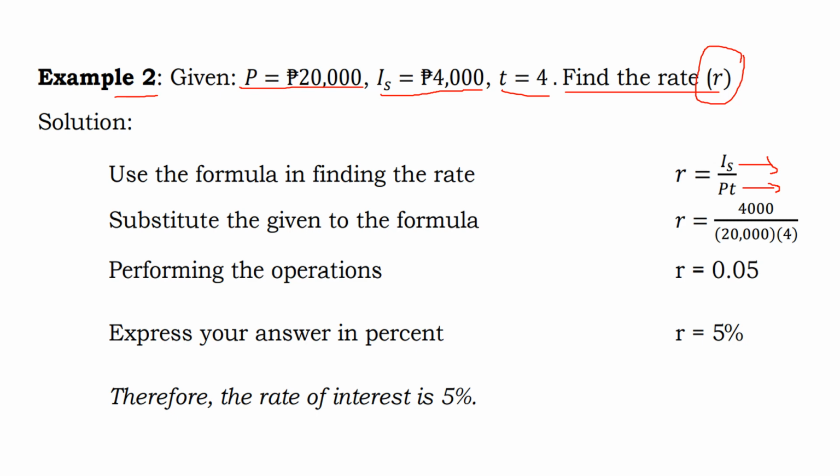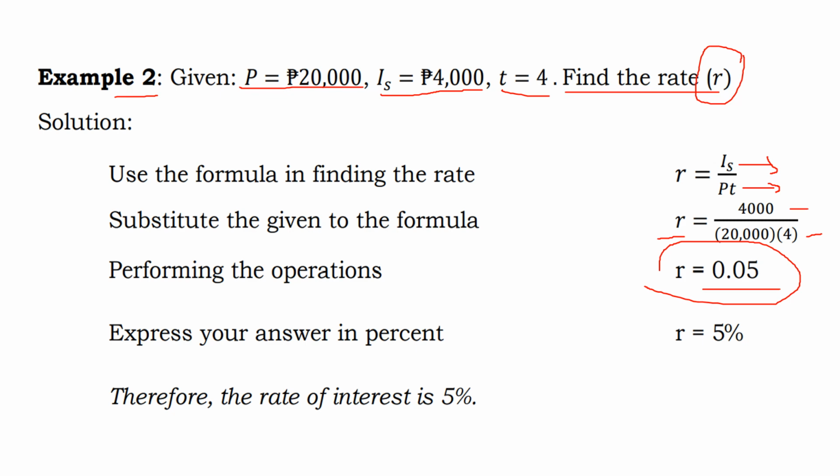So if we substitute the given values for this example number 2, your rate of interest now is equal to 4,000 over 20,000 multiplied by 4. Upon performing and applying your MDAS, we apply your multiplication, then we apply again your division. Then the resulting value on this one is 0.05 as the rate of interest that we applied within 4 years.